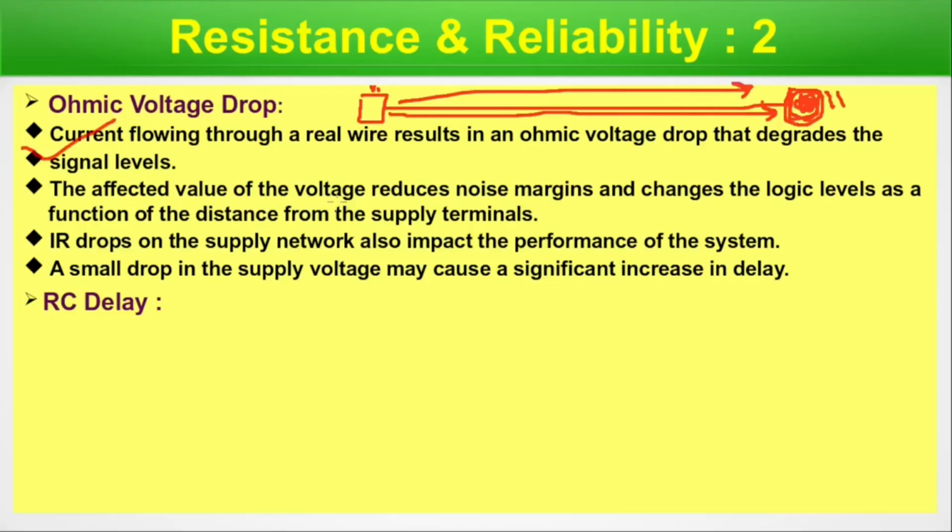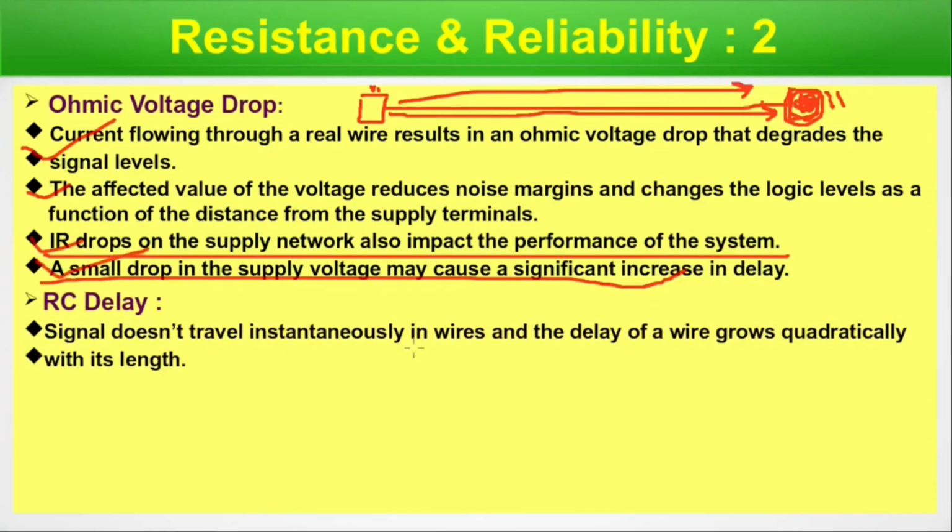The affected value of voltage reduces noise margin and changes the logic level as a function of the distance from supply terminals. As the distance changes, how much voltage is getting dropped there changes, the voltage margin level gets changed, and that changes everything. Higher drops on the supply network also impact the performance of the system. A small drop in supply voltage may cause a significant increase in delay. These are the effects. Now RC delay.